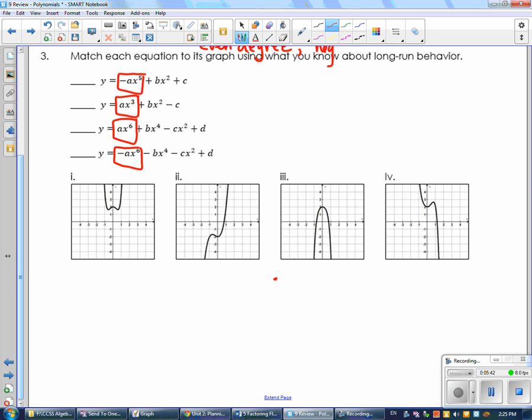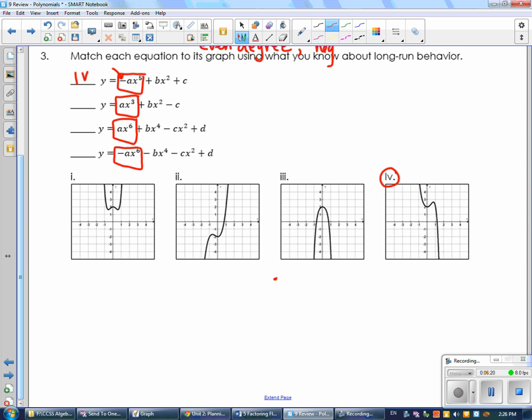And I know, remember, if it's got an even exponent, that's the number that's being raised to the power. If the exponent is even, then I know that the ends are going in the same direction. If the exponent is odd, then I know they're going in opposite directions. So if I look at the first one, I've got negative ax to the 5th. We have an odd exponent, which means that the ends are going to go in opposite directions. It's going to have that S-shaped graph. I also can see that the leading coefficient is negative. That must mean that my graph is going down. So that's going to correspond to number 4, the 4th graph.